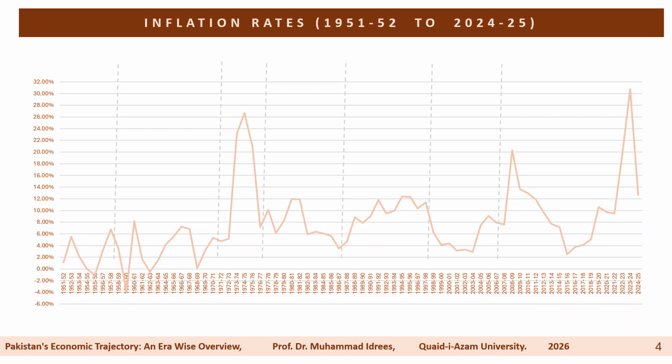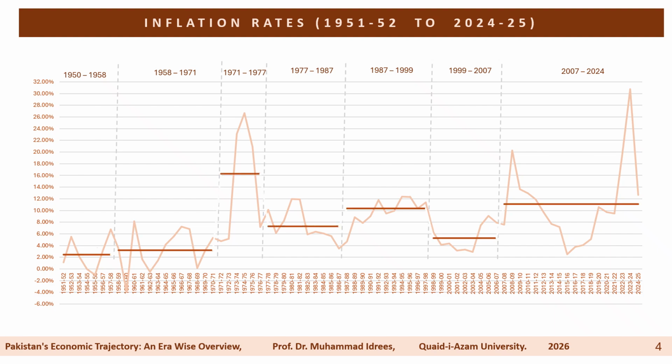Now we will compare the average inflation rates during the different regimes. During the first regime, the average inflation rate was 2.47, substantially low and very good. In the second regime, it increased to 3.22. In the third regime, we had exceptionally high inflation rates, 16.62. Exceptionally high inflation rates were observed during a period from 1971 to 1977.